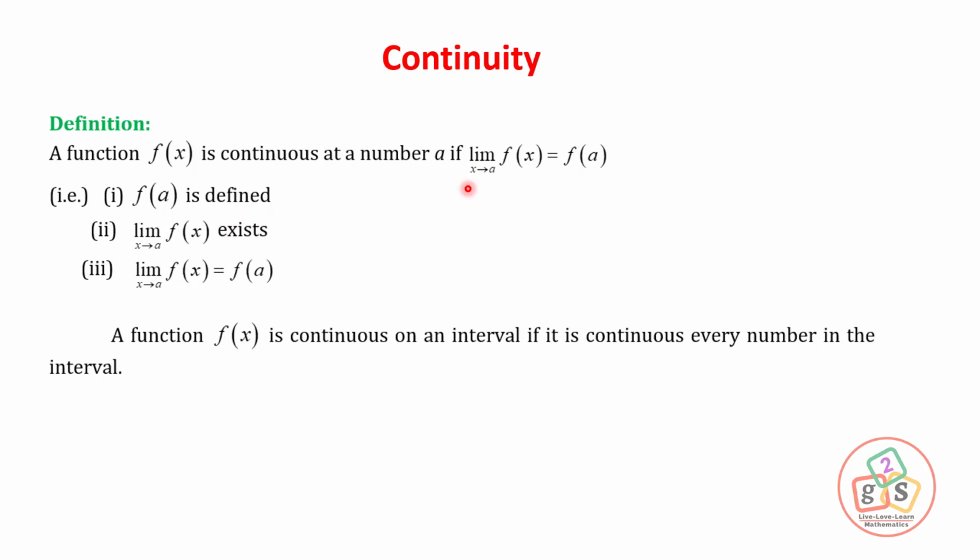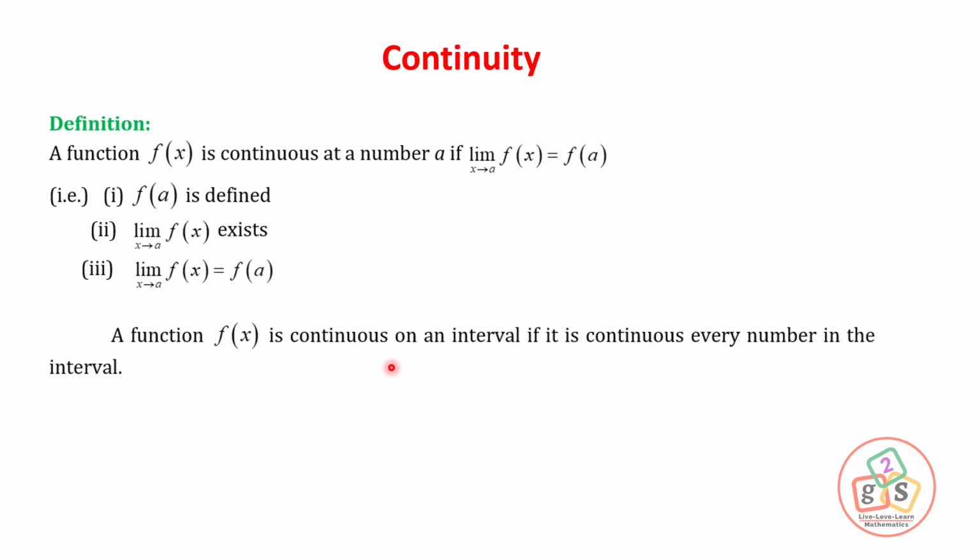That is, a function is continuous at a particular point a if it satisfies three conditions. The first one, f of a is defined. That is, the function is defined at the particular point a. Second one, the limit exists. That is, the limit as x tends to a of f of x exists. The third one, that limit is equal to f of a. That is, the limit as x tends to a of f of x is equal to f of a. So, if a function satisfies the three conditions, then we can say that the function is continuous at the particular point a.